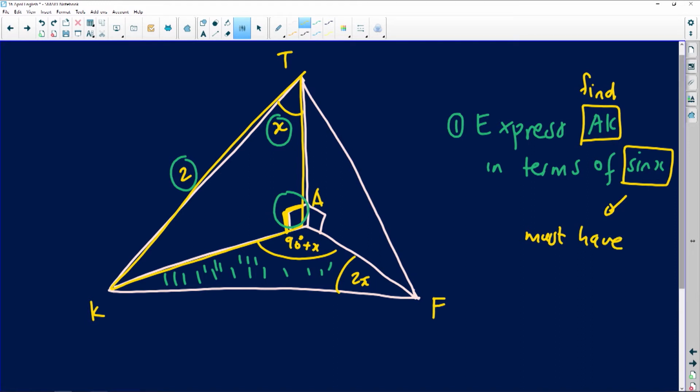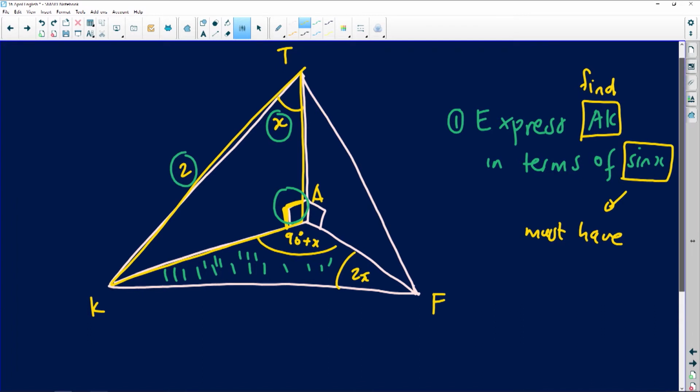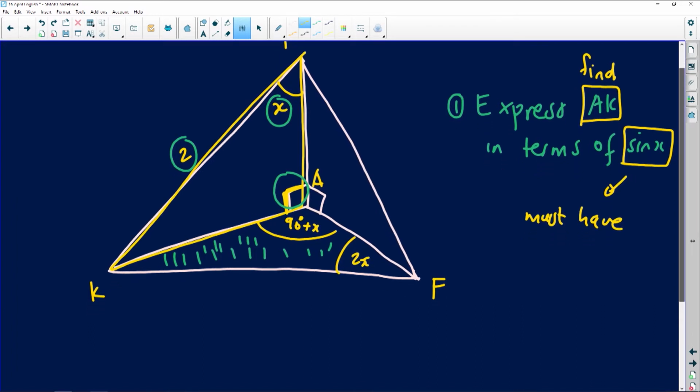So let's go to that triangle of interest and figure out what we can do to work out the length of AK. If you look at that, you'll notice that triangle happens to be a right-angled triangle. We have that side, which is opposite the angle x, and if it's a right-angled triangle, I can use my SOH CAH TOA. That is opposite angle x, and my 2 happens to be the hypotenuse in triangle AKT. So I can simply say the sine of x is the opposite side, which is AK, divided by the hypotenuse, which is TK.